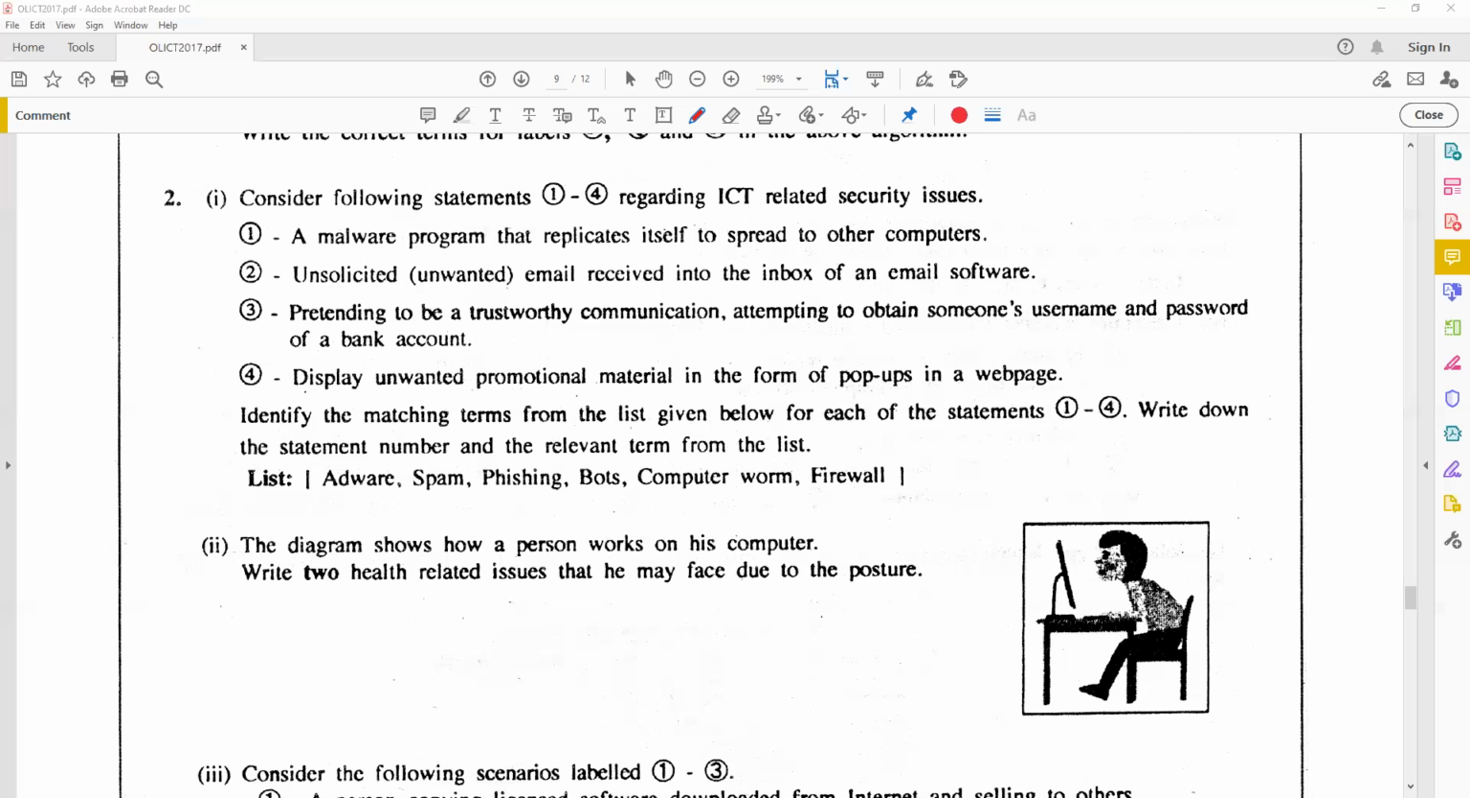Okay, so the next one, third one, pretending to be a trustworthy communication, attempt to obtain someone else's username and password from a bank account. Very common attack nowadays, especially if you have a online banking account. People try to fool you to get your username and password, right? You have to beware because you have to double check whether you are connecting to the correct website. And this is called phishing.